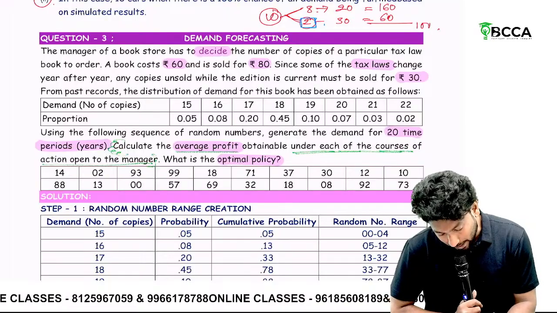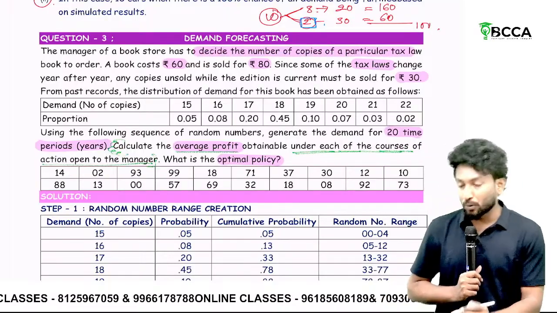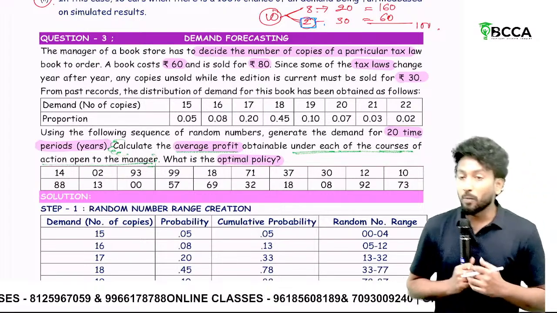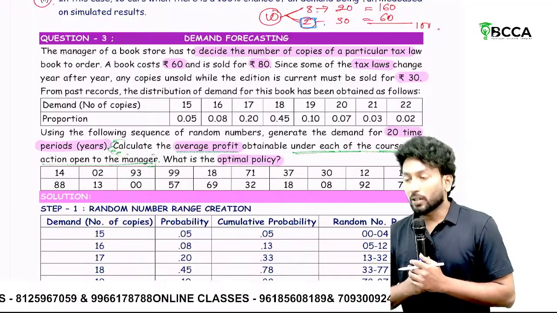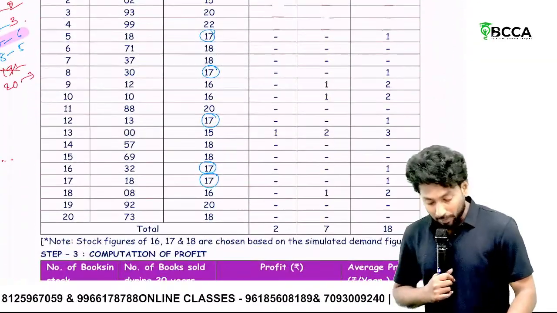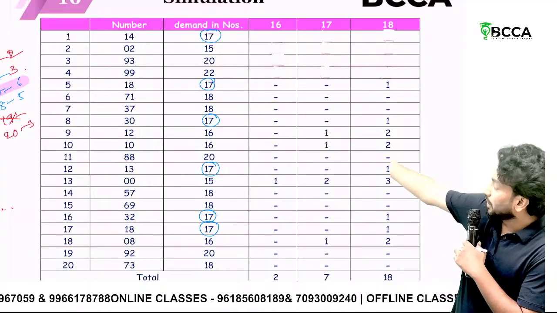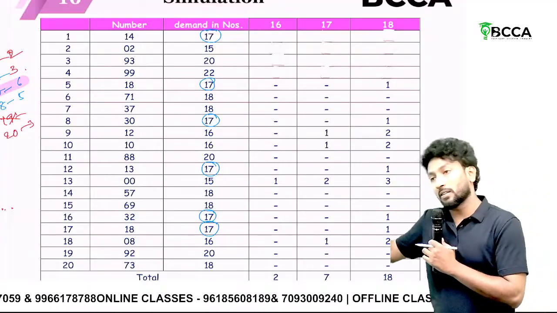The manager has to decide the number of copies of a particular tax law book to order. What he has to decide is how many books to order. The highest repeated number of demand is 17, so he will order only 17 books. Generally, that is the final answer.